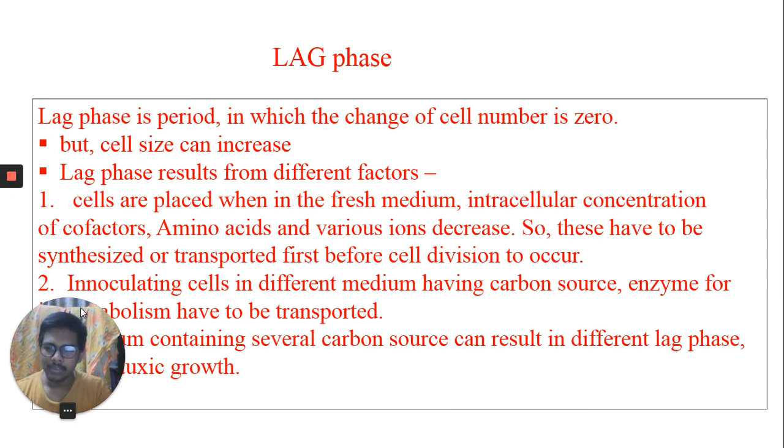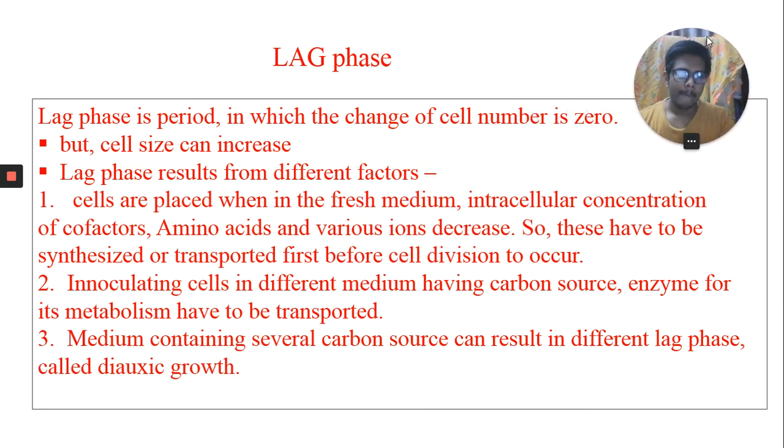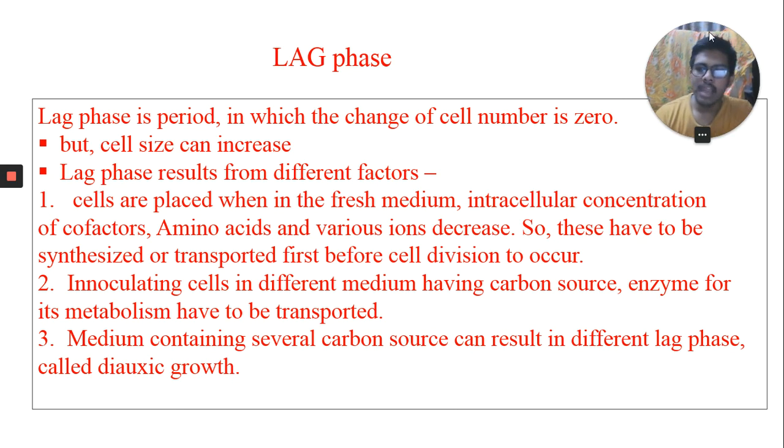In the lag phase, we have to remember that it is a period where cell number does not increase. No cell increment happens, but cell size can increase. That means biomass in number doesn't increase, but the biomass size can. Lag phase results from different factors. Cells are placed in a fresh medium, so the intracellular concentration of cofactors and amino acids varies and decreases. So they have to be synthesized or transported inside the cell before division can occur.